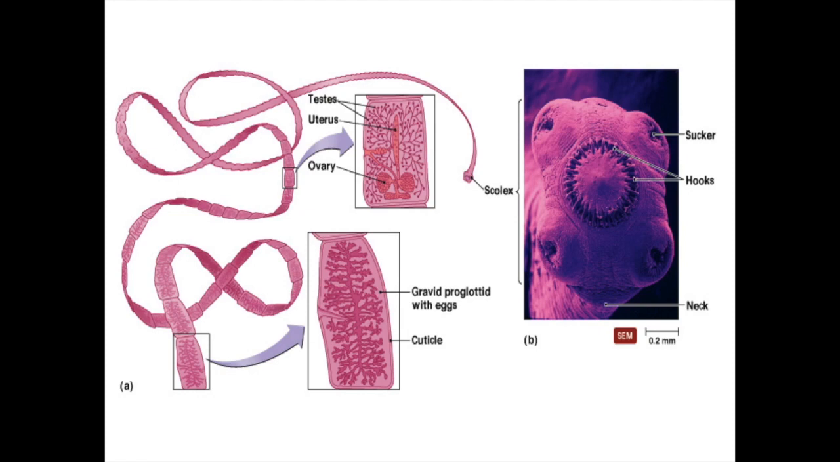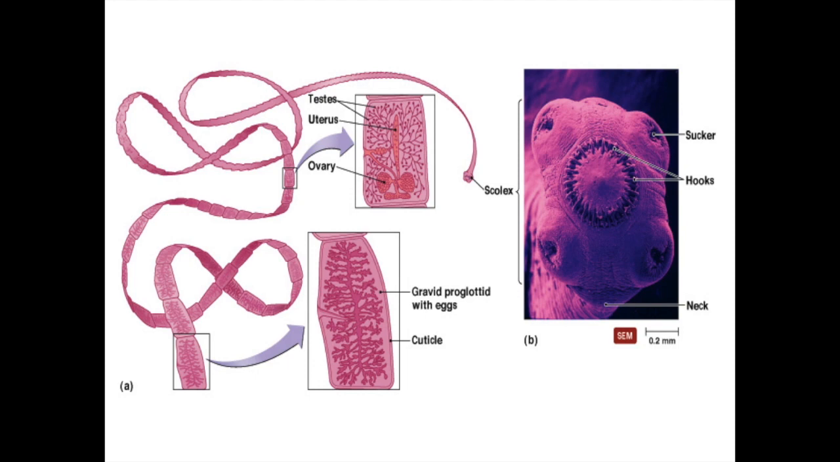Okay, here's a look at the tapeworm. You can see on the right-hand side is the scolex, the head region. You can see the suckers and hooks. And then you can actually see on the left-hand side are all the proglottids. And inside each one of the proglottids, each one of the sections, are going to be the testes, which is going to release the male sperm. And then you have the uterus and ovary, which is the female.